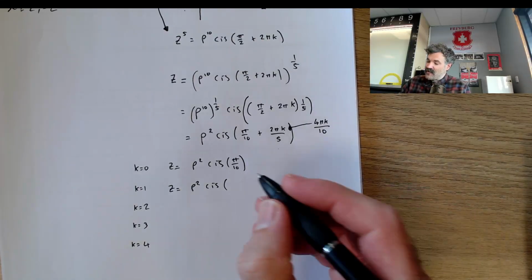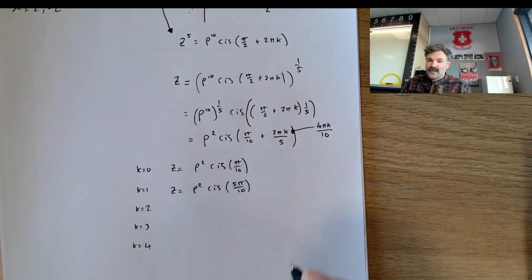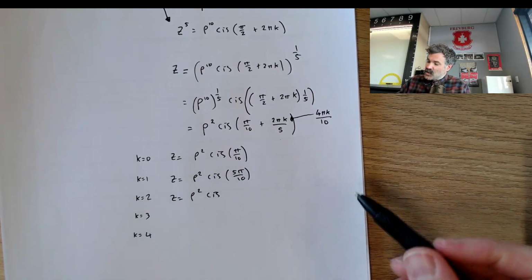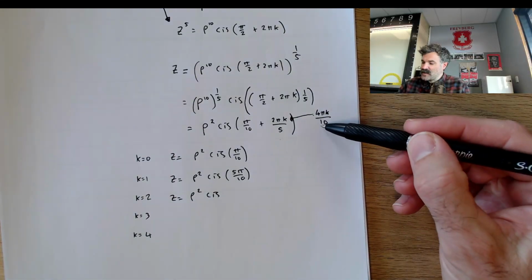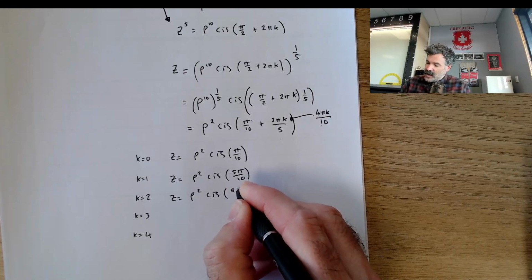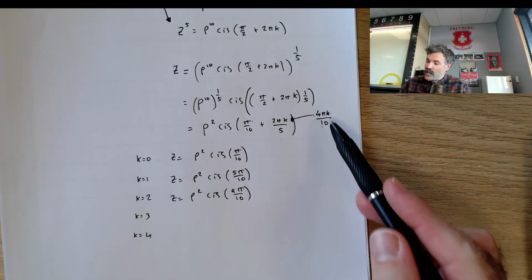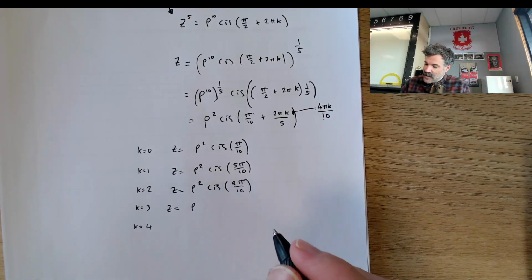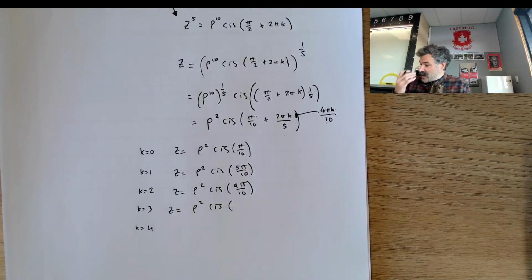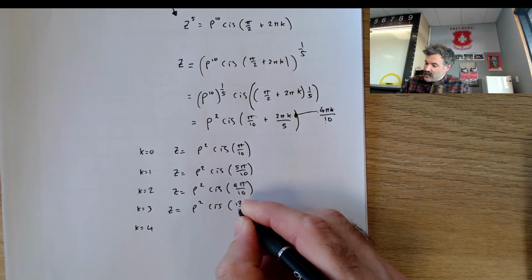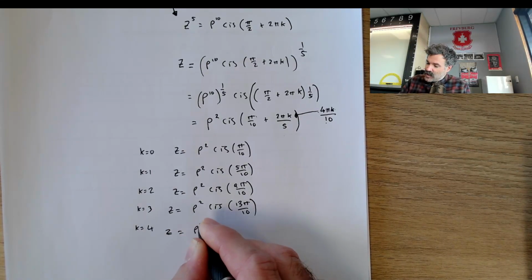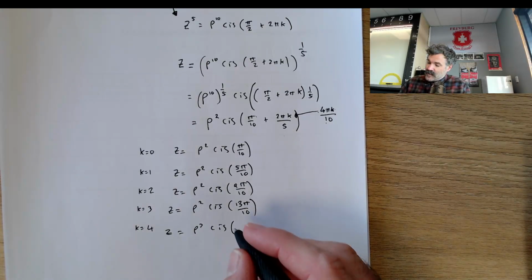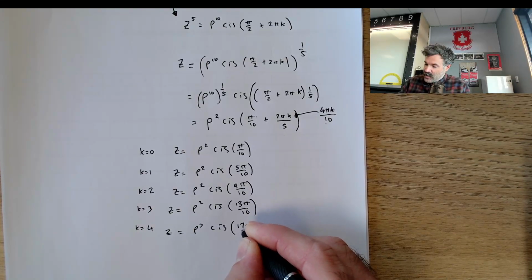So that's going to be 5 pi over 10. We can simplify these, but for the speed of the video, I'm going to leave it like that. Next one, when k is equal to 2, I'm getting 8 pi over 10 plus pi over 10. That's going to be 9 pi over 10. We're actually just adding on an extra 4 pi over 10 each time. So this is going to be p squared cis of adding on another 4 pi over 10, and we're going to get 13 pi over 10. And my last one is going to be p squared cis of adding one more 4 pi over 10, which is going to be 17 pi over 10.